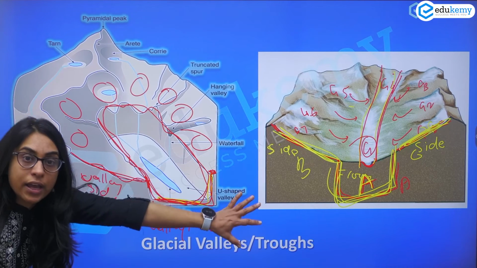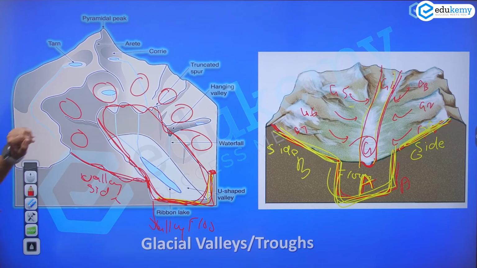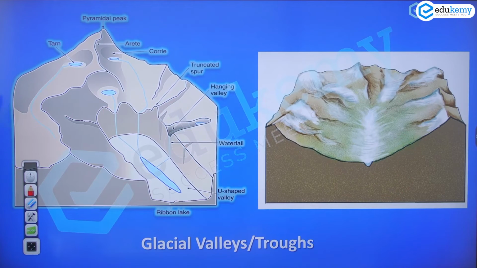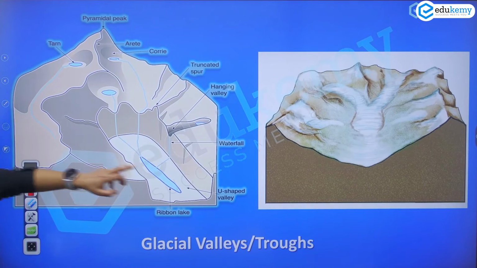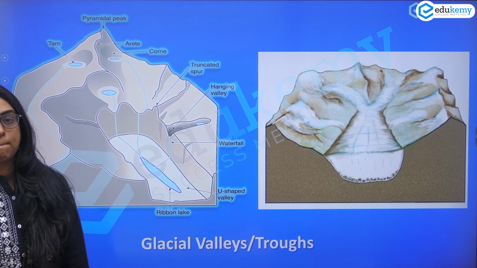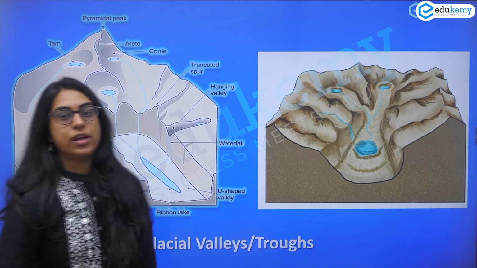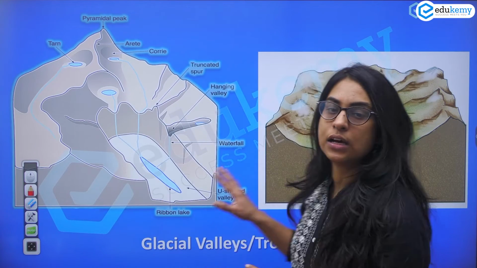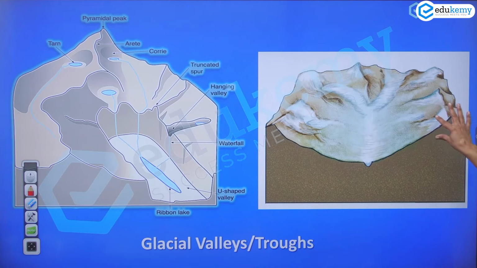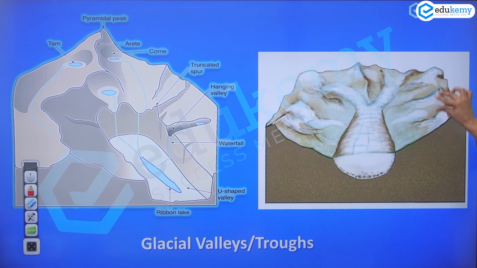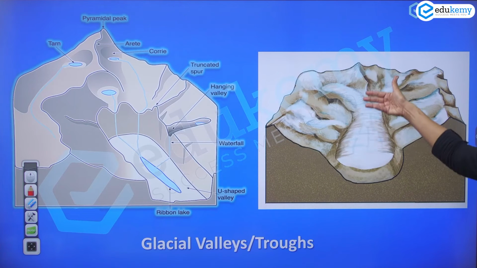Now there is a GIF which shows this process. Have a look at that GIF. Now what is happening? I will explain the GIF. This is the starting. This is the glacier. These are small glaciers. This is the main glacier.